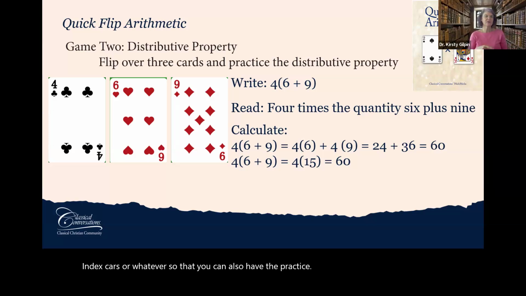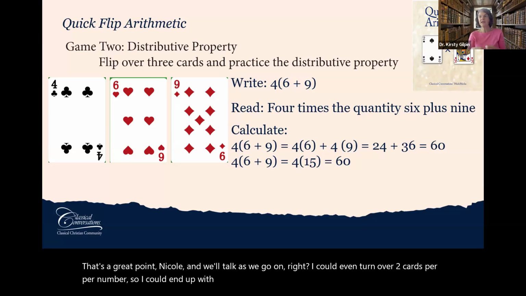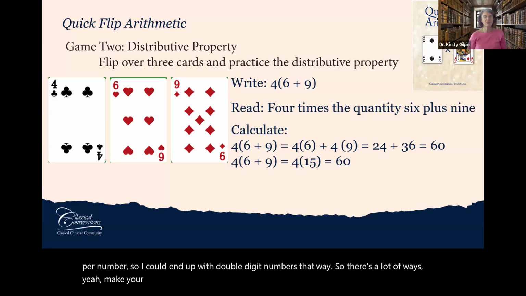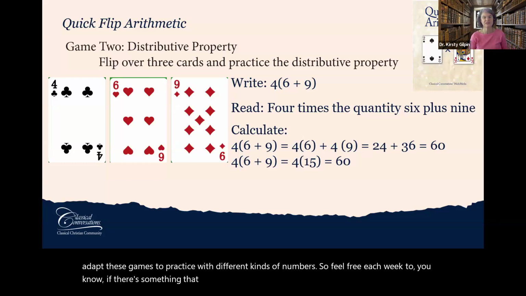That's a great point, Nicole. And we'll talk as we go on, right? I could even turn over 2 cards per number, so I could end up with double digit numbers that way. So there's a lot of ways: make your own cards or turn over multiple cards. There's a lot of ways that you can adapt these games to practice with different kinds of numbers. So feel free each week, if there's something that you've done, please share those tips because I think that will be helpful.